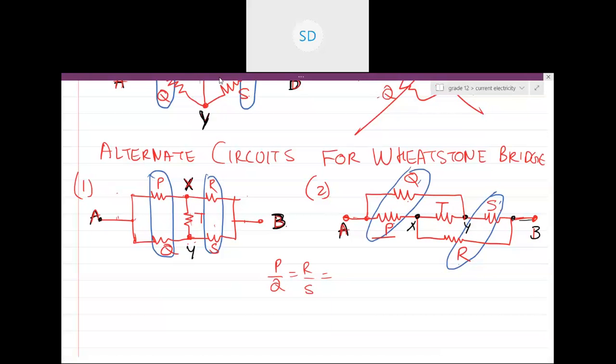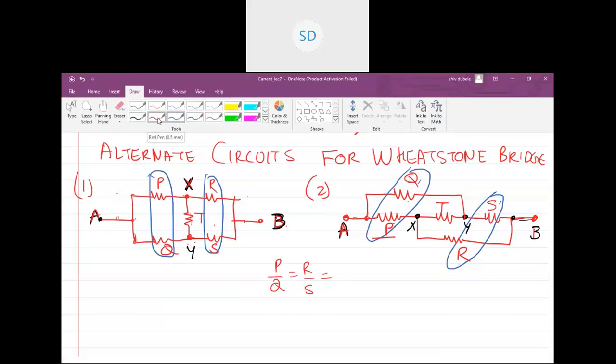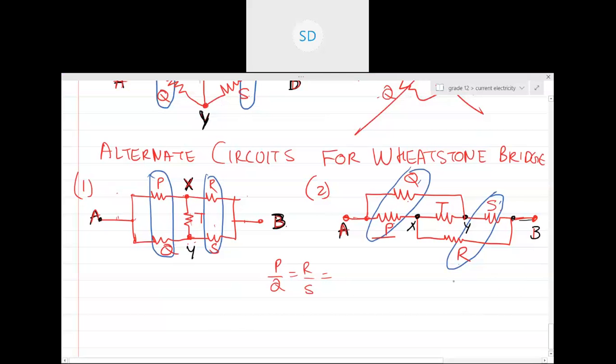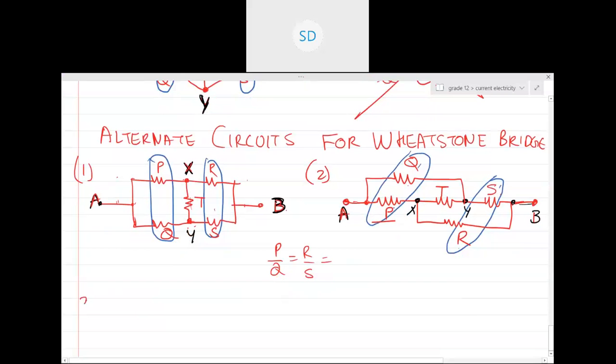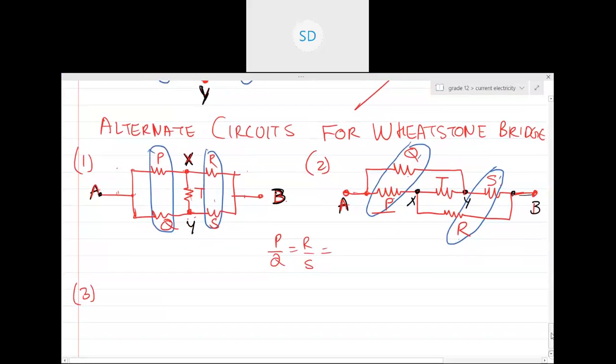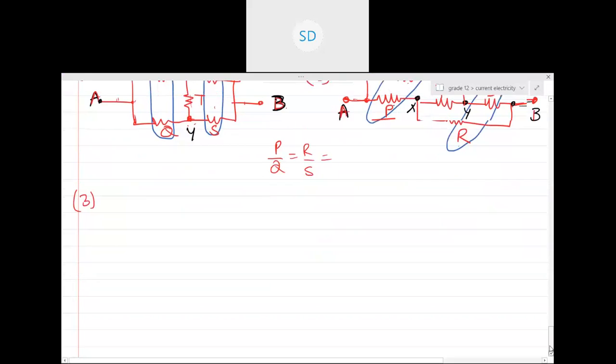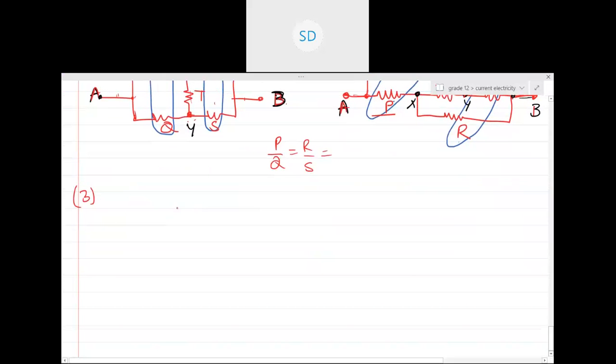One more form is there. I'll draw that form as well. First, we'll do the balanced condition today, and at least I'll give you the proof of the balanced condition.